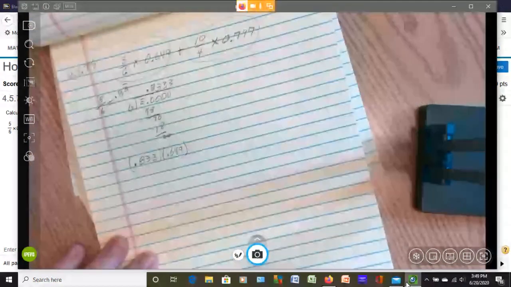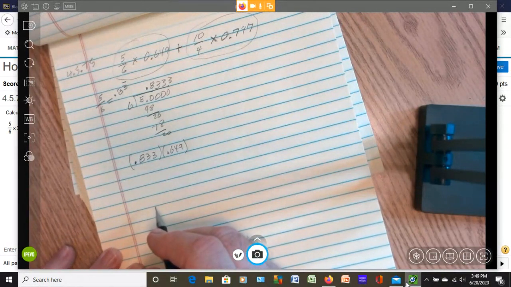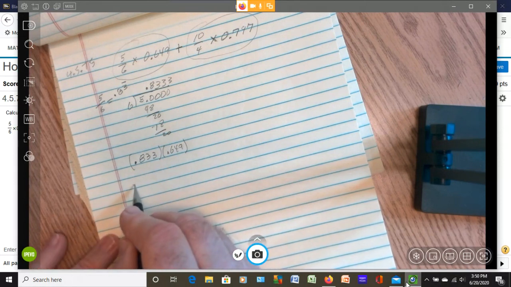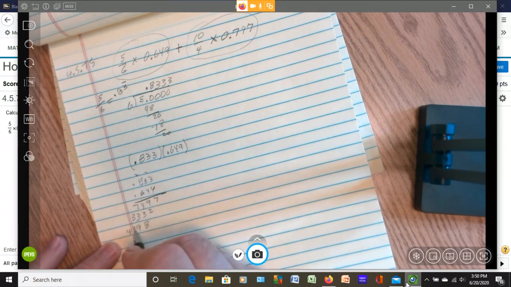Okay, and so yeah, this is going to be a little bit tedious. We'll have to just kind of bear with me. I'm trying to find some places to write here. So I'm going to do 0.833 times 0.649. You ready? 9 times 3 is 27. 9 times 3 is 27 and 2 is 29. 9 times 8 is 72 and 2 is 74. 4 times 3 is 12. 4 times 3 is 12 and 1 is 13. 4 times 8 is 32 and 1 is 33. 6 times 3 is 18. 6 times 3 is 18 and 1 is 19. 6 times 8 is 48 and 1 is 49.